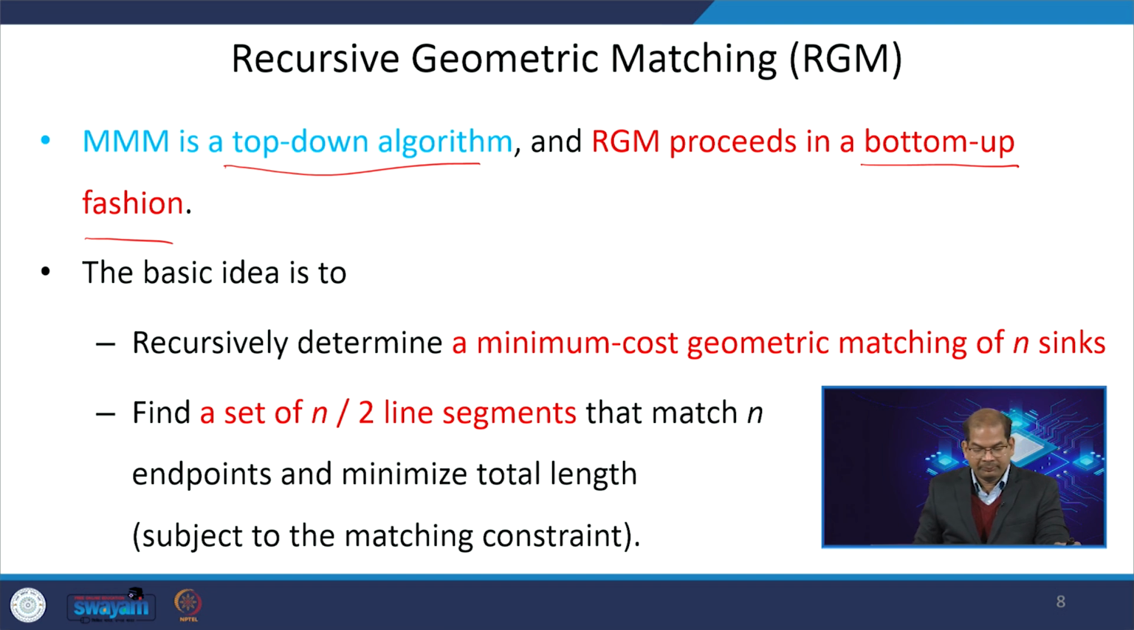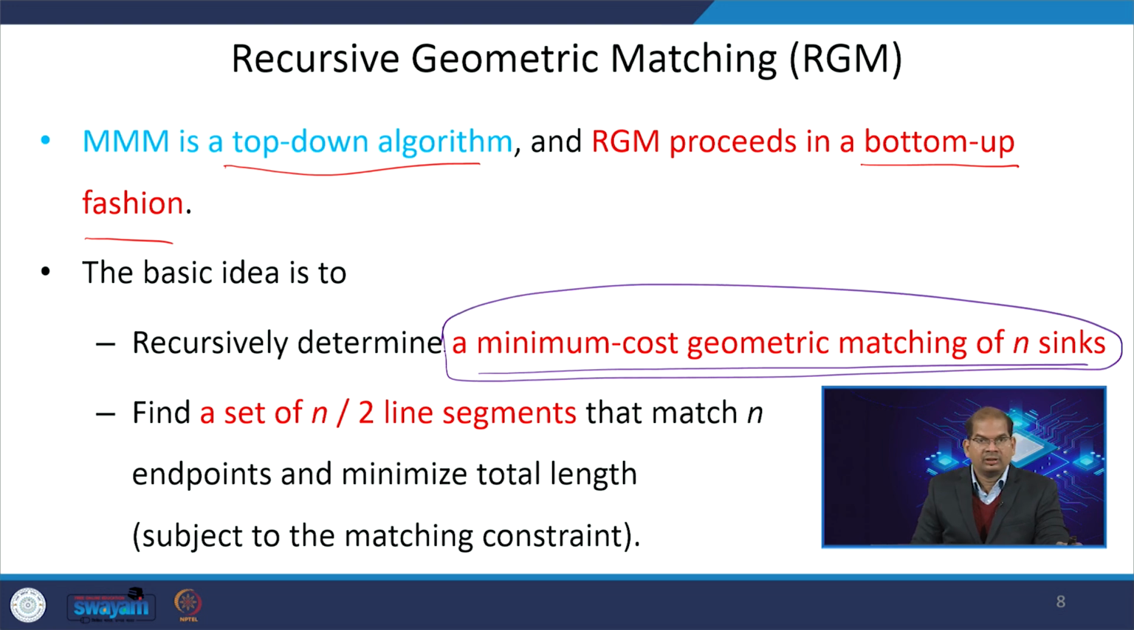The basic concept behind this RGM is that we are recursively finding the minimum cost geometric matching of the n sink nodes. Once we find that, we find a set of n by 2 line segments that match in endpoints. So, we will locally match 2 of the sink nodes and create n by 2 line segments, such that my total wire length is minimum.